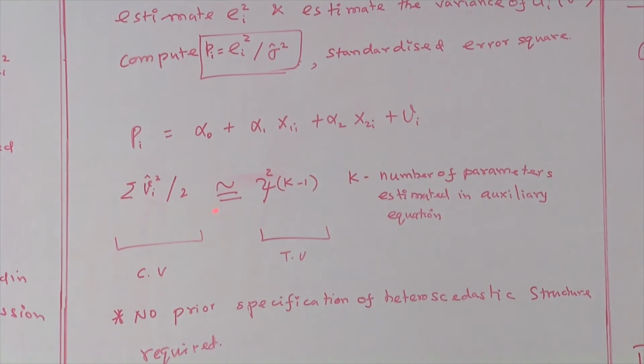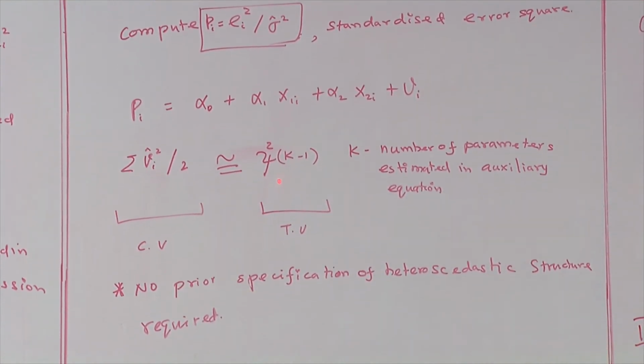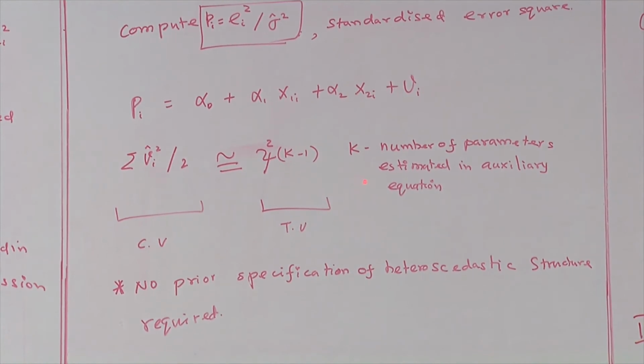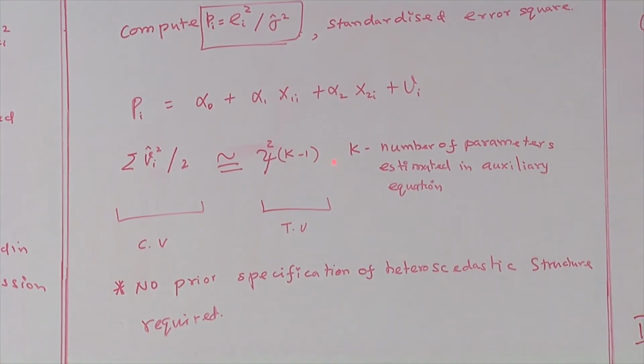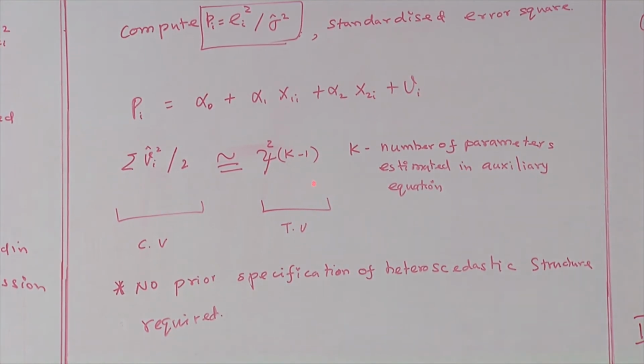This ratio is found to follow theoretically the chi-square distribution with k minus 1 degrees of freedom, where k is the number of parameters estimated in the auxiliary equation. Here in this case, 3 parameters are estimated, and so k is 3. So, k minus 1 is 2. So, for this equation, the error sum of squares divided by 2 follows the chi-square distribution with 2 degrees of freedom.